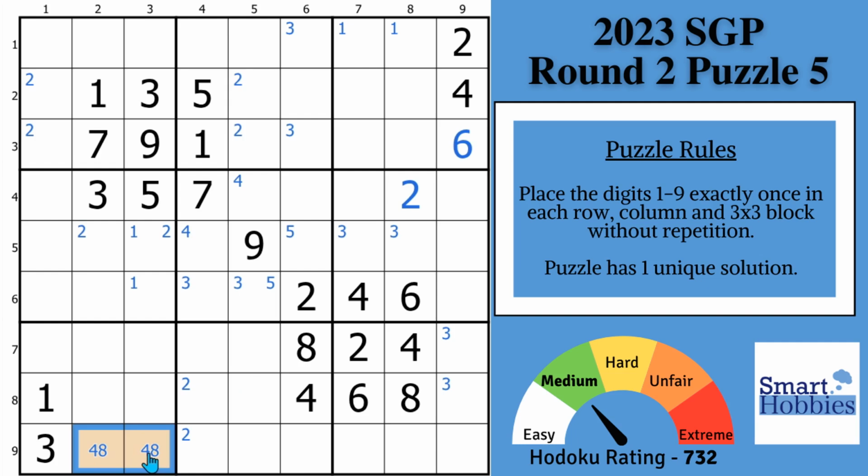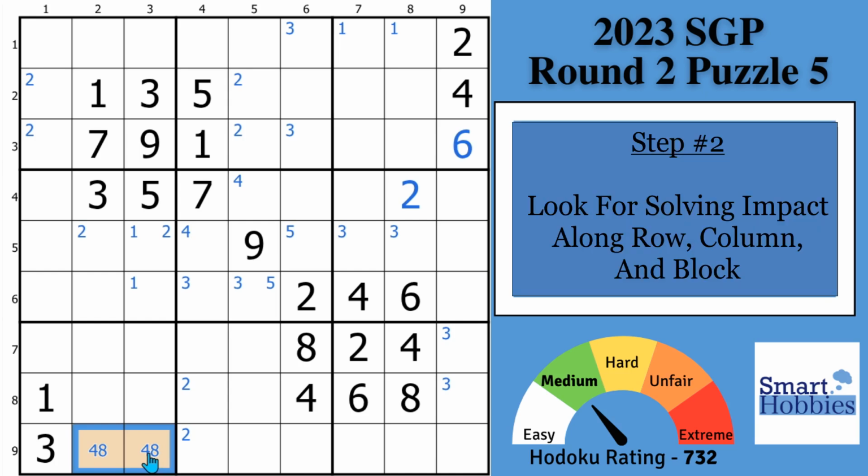And so we made this critical move of a 4-8 hidden pair. So step 2 now that you need to do in any Sudoku is to look at the impact of key eliminations and solves along the row, the column, if it's necessary, or the block. Row, column, and block here.